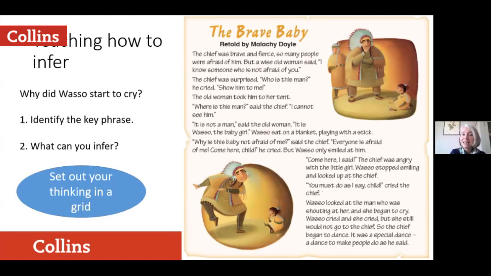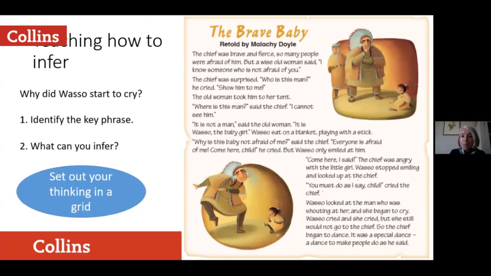So someone has given shouting. That's right. That's the key phrase. Wasso looked at the man who was shouting at her. Now, how would we draw that out? What would we infer from that? She's looked at this man who's shouting at her. What does that mean? Why is that the clue to why she started to cry? If he's shouting at her, what does he look like?